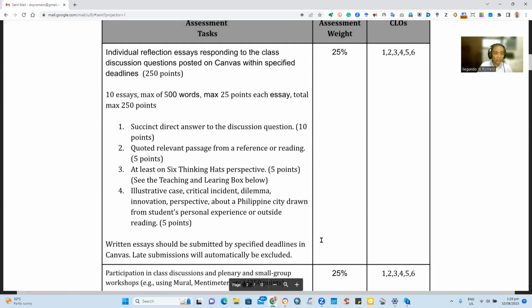So how do we judge these mini essays that you're writing? Well, the first one is that you must give a succinct, direct answer to the discussion question. That is worth 10 points. So answer the discussion question. And where do you get the answer? Of course, you can get that from the general required readings or from the recommended specific readings.